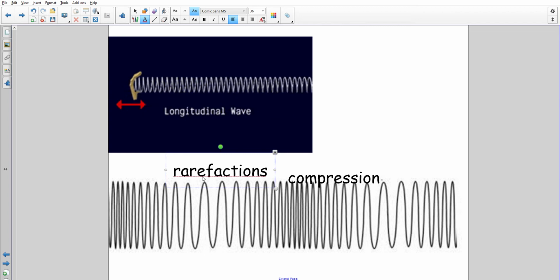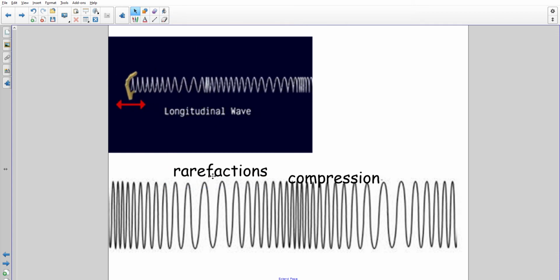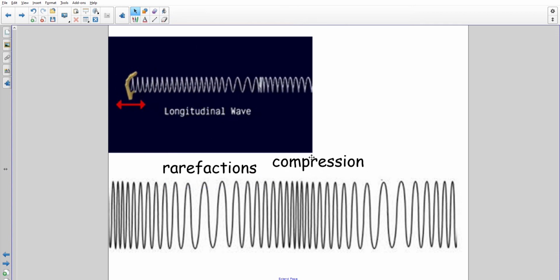So I think these words are quite obvious what they are. Spelled that right, yeah. So it's quite obvious what these are, because a compression, it's compressed, it's squashed up. A rarefaction is where the particles are rare, so they are far apart. And if you look at the moving image at the top, you can see how that's happening.